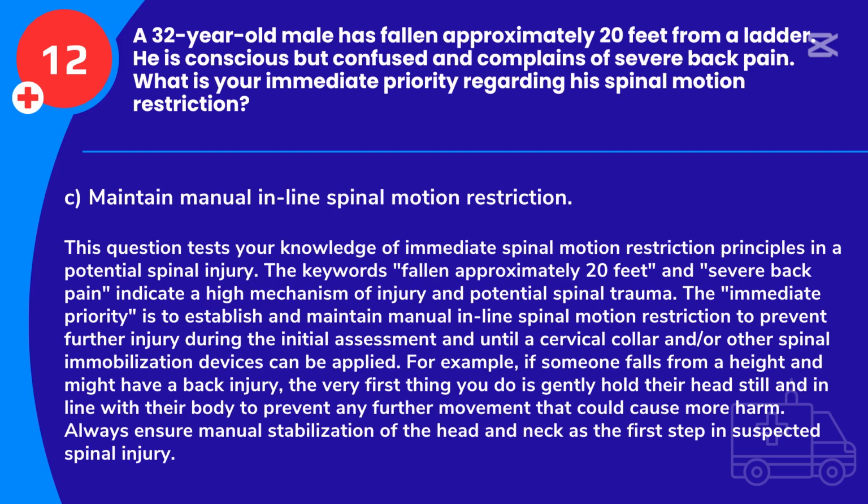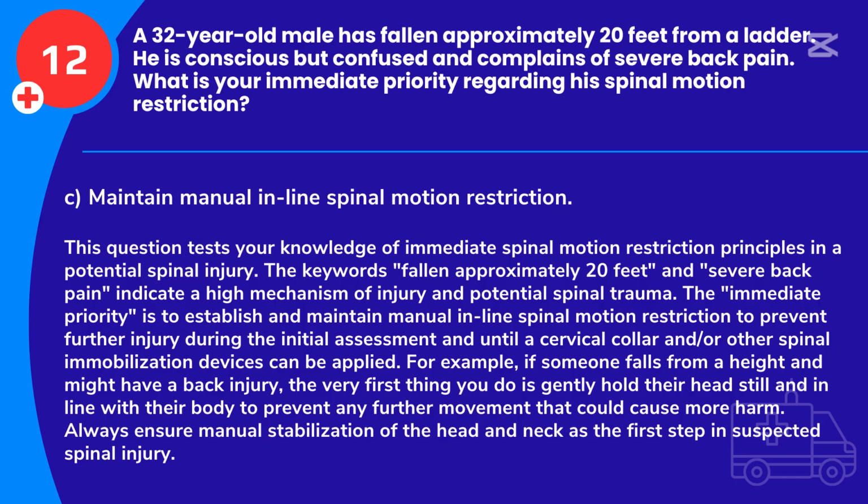Answer: C. Maintain manual inline spinal motion restriction. This question tests your knowledge of immediate spinal motion restriction principles in a potential spinal injury. The keywords fallen approximately 20 feet and severe back pain indicate a high mechanism of injury and potential spinal trauma. The immediate priority is to establish and maintain manual inline spinal motion restriction to prevent further injury during the initial assessment and until a cervical collar and/or other spinal immobilization devices can be applied.